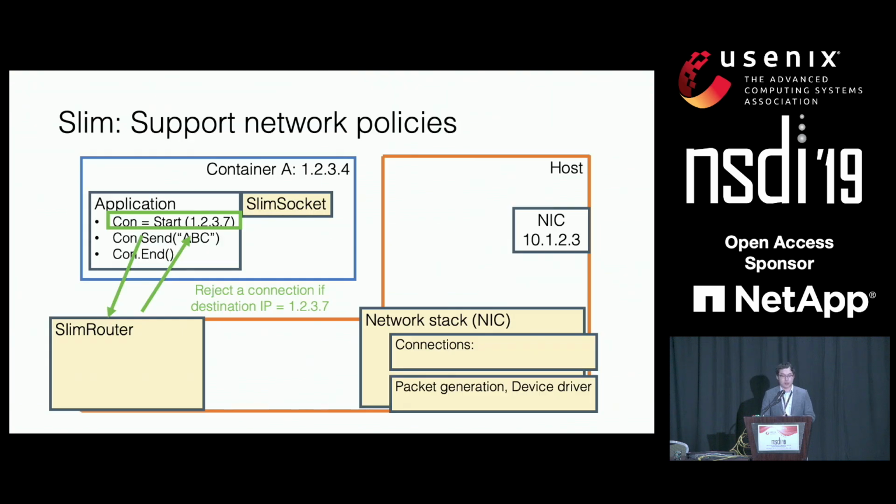So there are additional challenges, such as how to support network policies. Previously, they could be enforced on the virtual network interface card or on the virtual switch. We have to move the enforcement of network policy to the connection setup time, because this is the only place we see the destination IP. So we implement this functionality in the Slim router. Basically, you can store a list of access control rules, and you can insert a rule saying reject a connection if the destination IP equals some signature, and it will reject the connection at connection setup time.